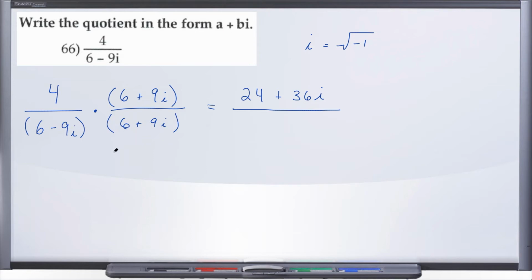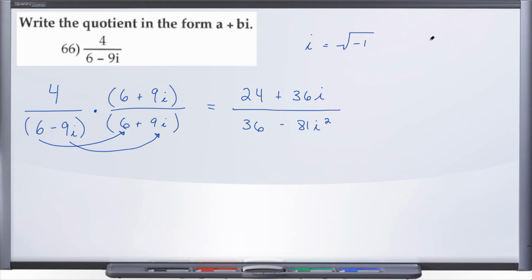You could FOIL these out, and if you did, you'll see that the two middle terms cancel. So to save some time, when you're multiplying binomials together and they're conjugates, you can just do your first to your first and your last to your last, always, when they're conjugates, meaning the only thing that's different is the sign in between the two terms that make up this binomial. So here we have a minus, here we have a plus, that's the only difference. Therefore, these are conjugates, and we can do first to first, last to last. So 6 times 6, well, that gives us 36, and negative 9i times positive 9i gives us minus 81i squared.